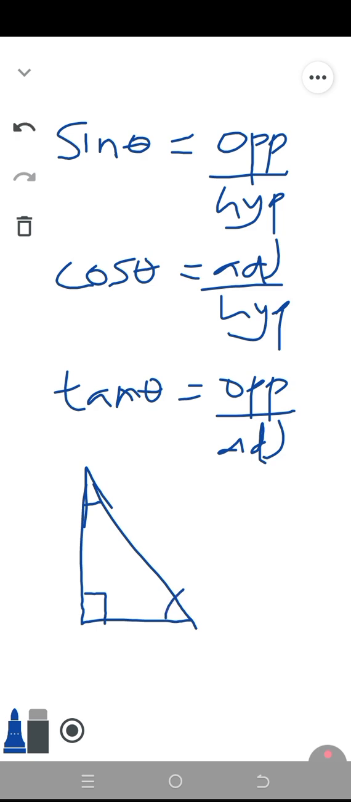So what is opposite? What is hypotenuse? What is adjacent? Those three words, opposite, hypotenuse, adjacent, are the sides of your right angle triangle, the three sides. So how do we know the hypotenuse? Everybody write it down in your notes right now. The hypotenuse is the side that is facing the 90 degrees.